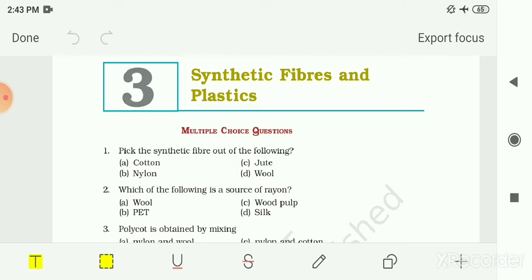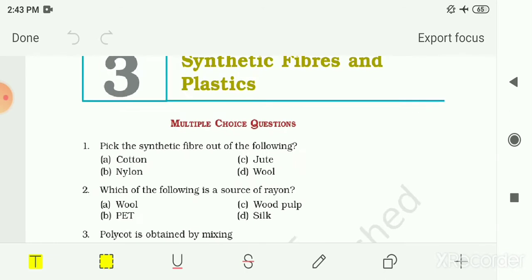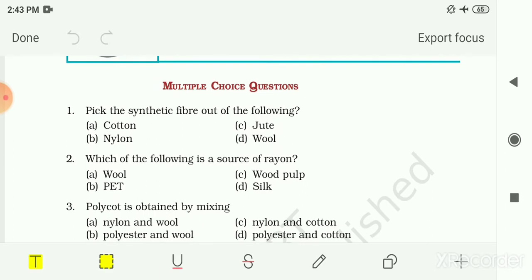So now let me start this exemplar book solution for this chapter. Right now you do not have to write these exercises in your notebook. This is just for the practice. So here, first, let me see the multiple choice questions.